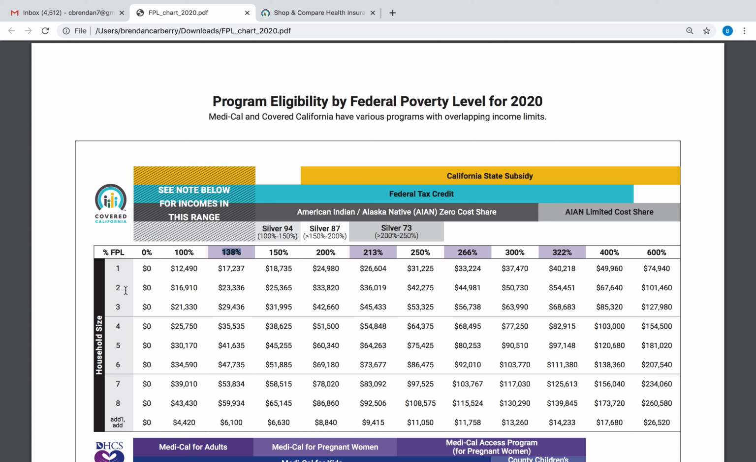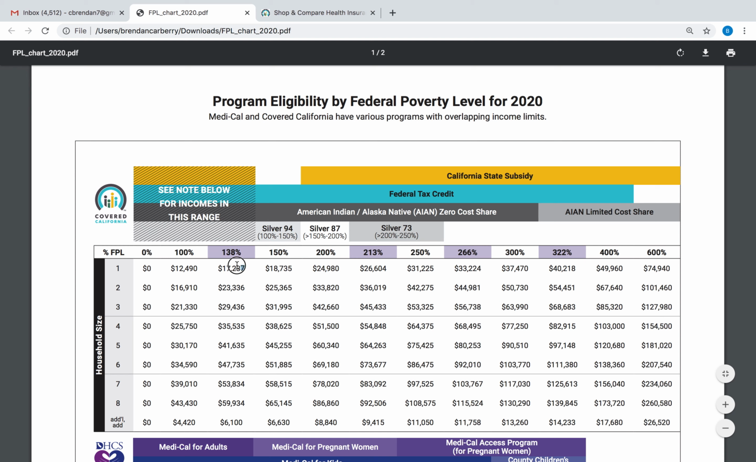If it was two people, let's say a husband and a wife, or even a husband and a dependent, it would be 23,336 and above, and everything under that would be Medi-Cal. As you can see, 3 people and below this number would be Medi-Cal, and obviously the corresponding family members and everything is there as well. Okay, so let's take a look.